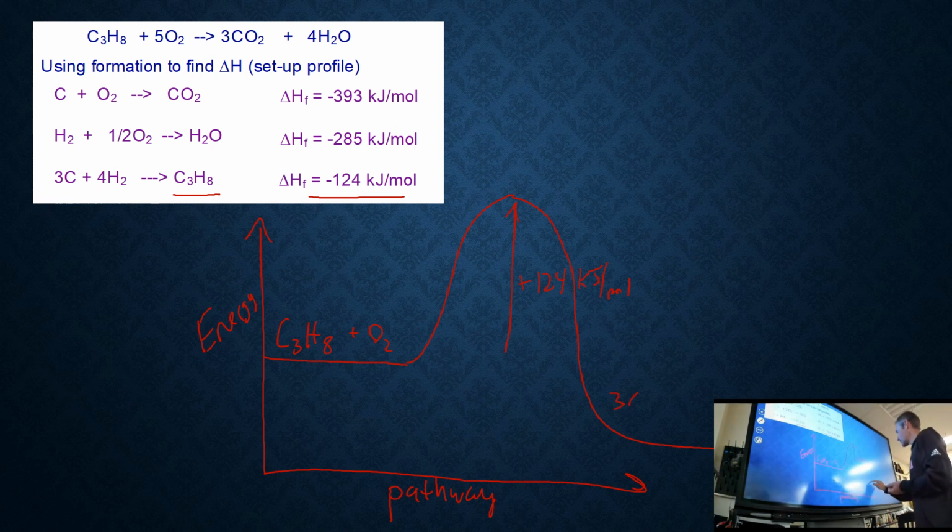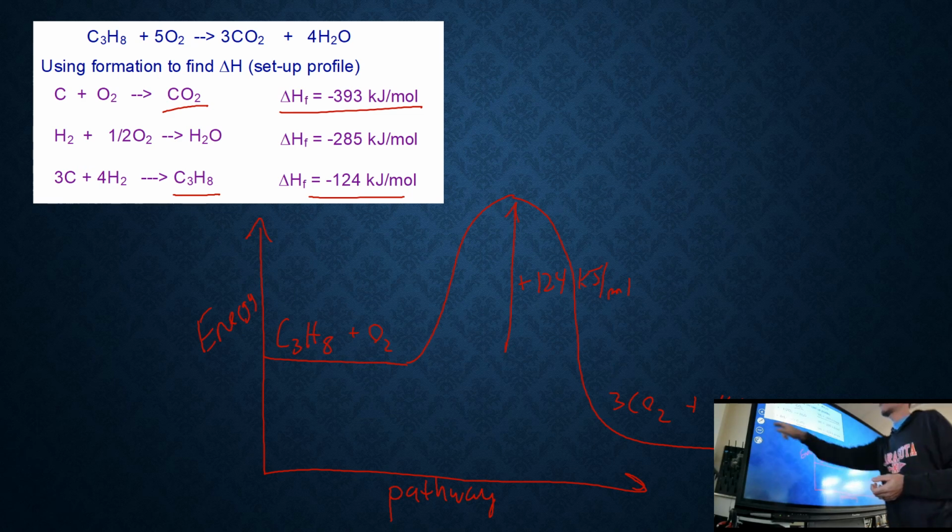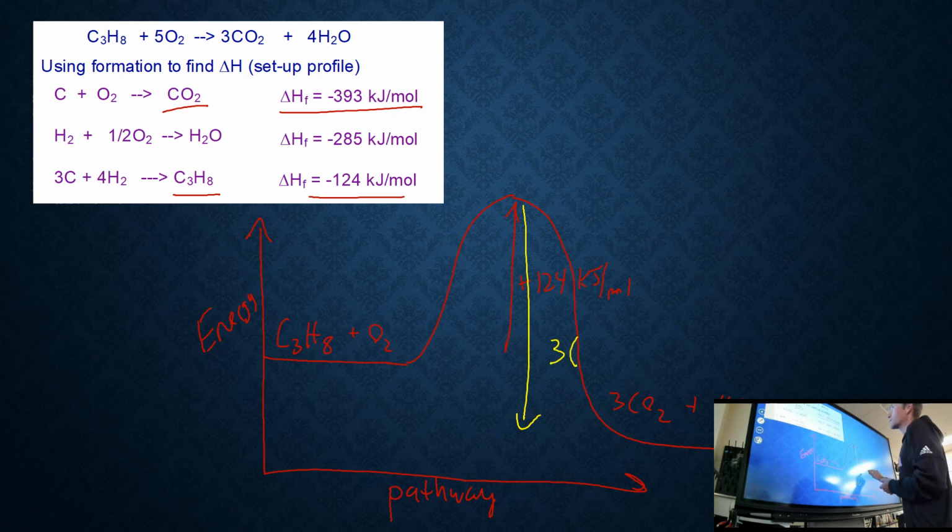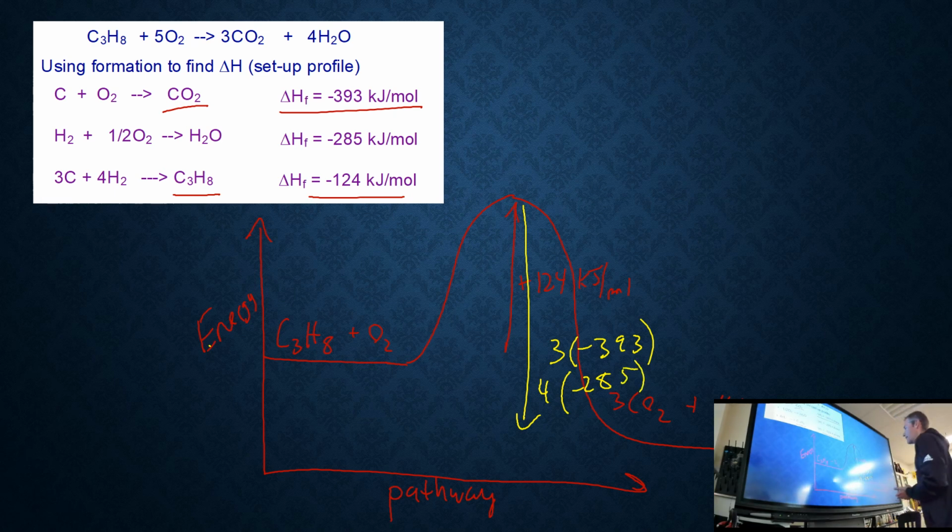We're going to make 3 moles of CO2 and 4 moles of water. So we look at CO2. Here it is. The energy to form 1 mole is negative 393. So we're going to go with yellow. It's going to go down here, 3 moles of negative 393. The reason it's still negative is because we're forming it. Any formation reaction is negative. And 4 moles of water at negative 285.